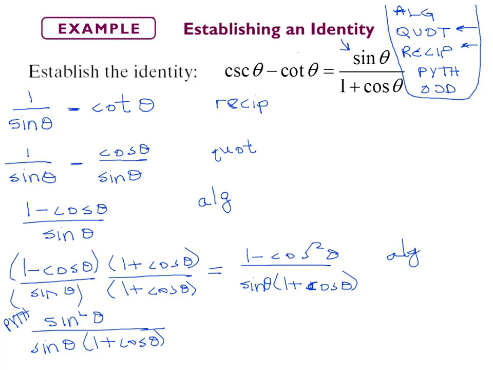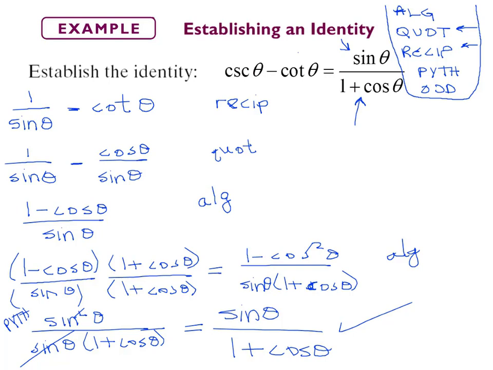And then next, I'll just take it from here. We can cancel one of the sines with one of the sines, and I get sine theta over 1 plus cosine theta. That would be because of algebra, and that's what I wanted to show. Is everybody starting to get this a little bit? All right, good. All right, let's go on.